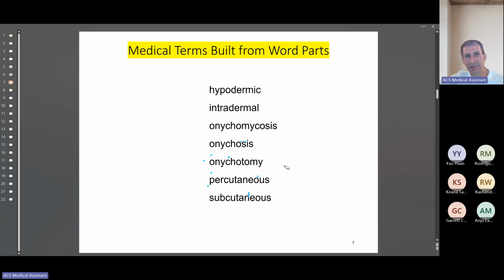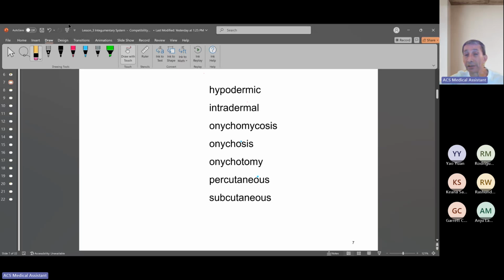So that's how we are going to understand these medical terms. Remember, with a medical term, we have to break it down, divide it into its parts, and then start interpreting, defining each one of these parts. When we have all the parts, now we can give a correct definition.